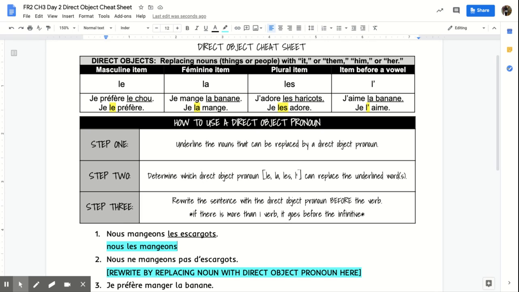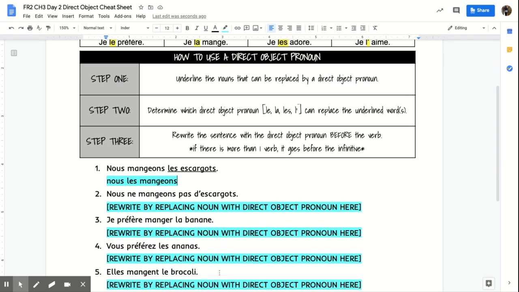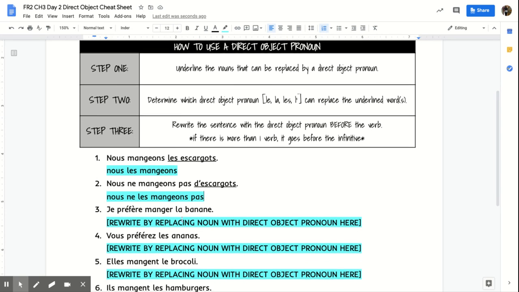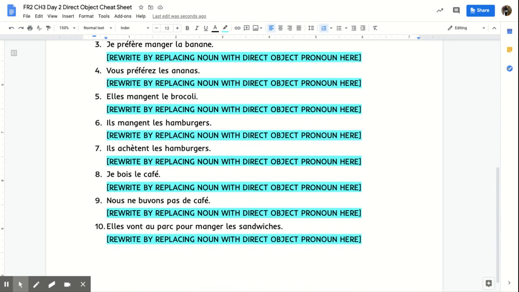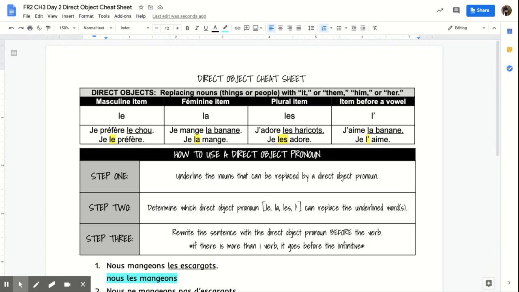We eat them. Let's do one more together. So in the same sentence in negative, we do not eat escargot. Guess what? We can still replace all of escargot with les. Escargot is still plural, except now it still goes before the verb, and we just have that ne and that pas still around there. Only difference. All right, so finish up these last few, and then we will work together.